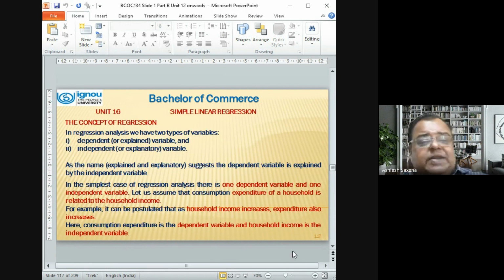Now we move to Unit 16, that is simple linear regression. What is the concept of regression? In regression analysis, we have two types of variables. The first one is the dependent variable and the other one is the independent variable. As the name suggests, the dependent variable is explained by the independent variable. In the simplest case of regression analysis, there is one dependent variable and one independent variable.